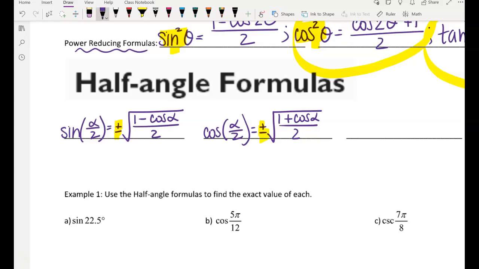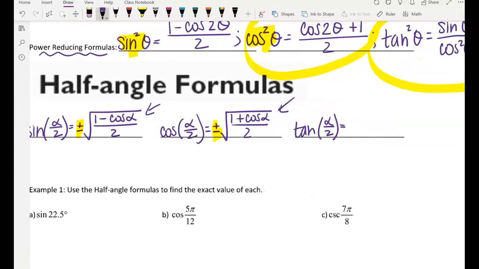And then the tangent, I'm just going to do sine divided by cosine. So that means this divided by that, okay? And then again, the 2 will cancel. So plus or minus big radical 1 minus cosine of alpha over 1 plus cosine of alpha. Okay, again, on the numerator is sine, so 1 minus.